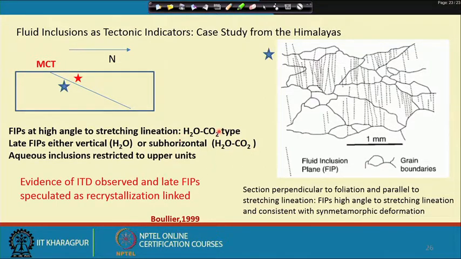So, there was not much microthermometric data or PVTX data and isochores presented in this particular work, but it was qualitatively shown that towards the later part of the exhumation history, this isothermal decompression was also imprinted in the form of differently oriented aqueous inclusions, and the original homogeneous aqueous carbonic fluids were entrapped in fluid inclusion planes at a high angle to the grain boundaries.